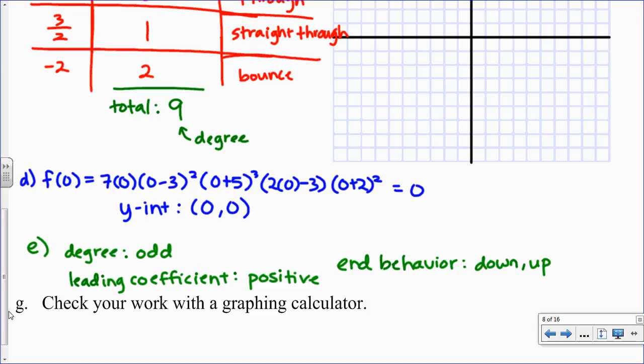If it were an even degree, then the tails go in the same direction. So it's like a quadratic. They go up, up, or if it's negative, they go down, down.